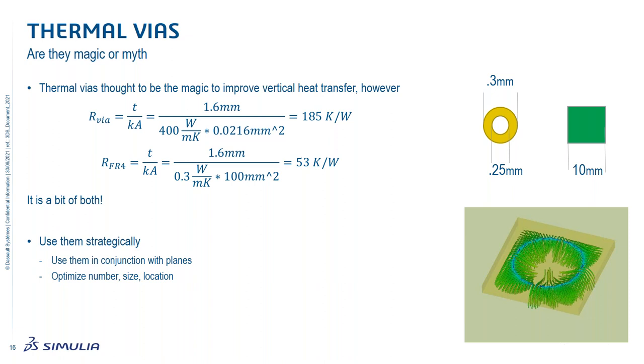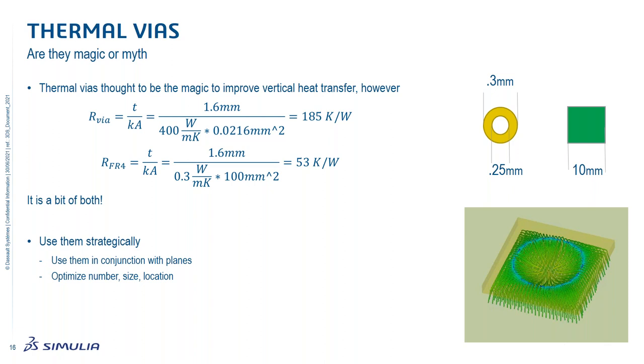The area is the key factor here, but it's not useless. It is useful. You see the animation I put there on the lower right corner is the effect of when you put a single thermal via, what happened to the heat flux? It did find that path to go. It's just probably not enough.